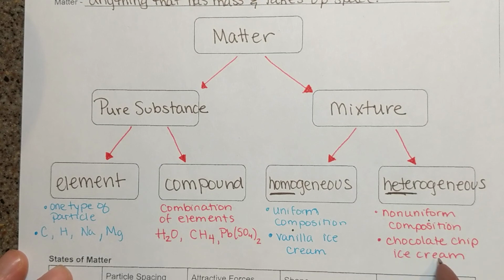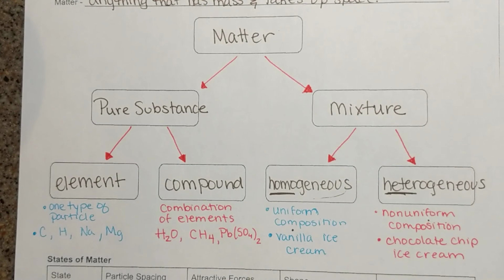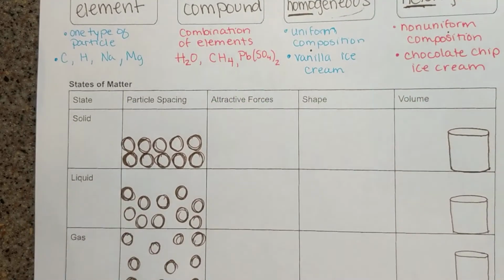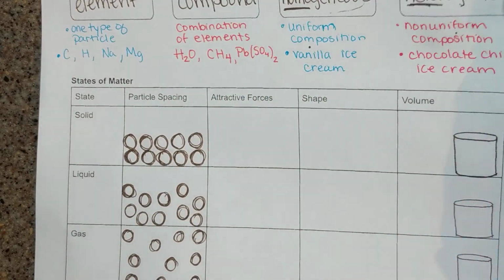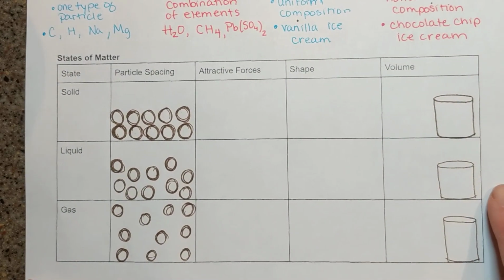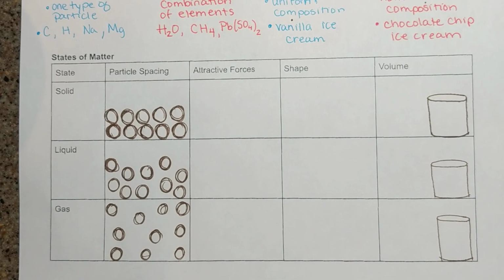I can see the chocolate chips in the ice cream. I can see the different pieces of my mixture in a heterogeneous mixture. In a homogeneous mixture, I can't tell the different parts in my mixture. I just know that multiple things are mixed together. States of matter can be classified as either a solid, a liquid, or a gas. I'll give you a moment to copy down the particles, and then we'll talk about what they're going to do.